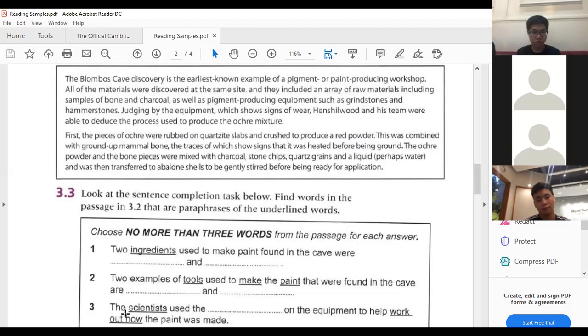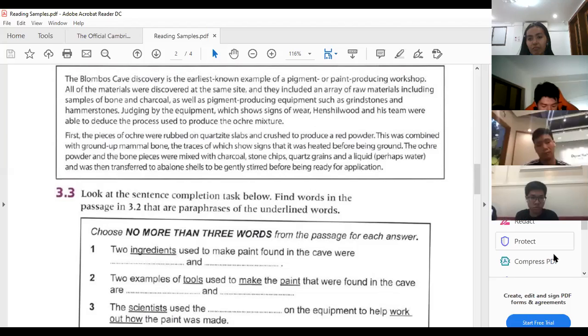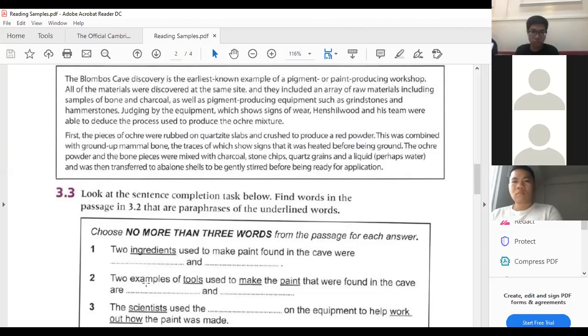Nice. Last one, scientists. We know who they are. Hans Wood. And work out how it's deduced. So what do they use to deduce the paint or how the paint was made? Okay. What did they use? This line. Judging by blah, blah, blah. Remember, it's paraphrasing and synonym, so they do not use the same structure in the text as in this exercise down here.